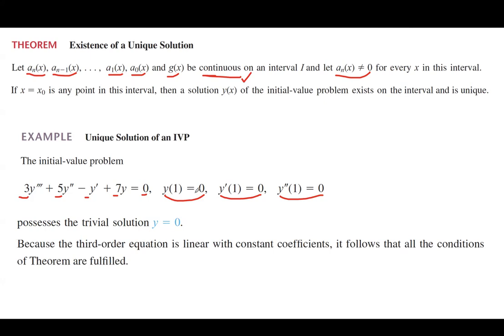At the same time, this solution satisfies the differential equation, and y at 1 is equal to 0. y prime at 1 is equal to 0. y prime at any point is equal to 0. If you take the second derivative, it's also 0. So y equal to 0 is the only solution, the unique solution, on any interval containing 1.